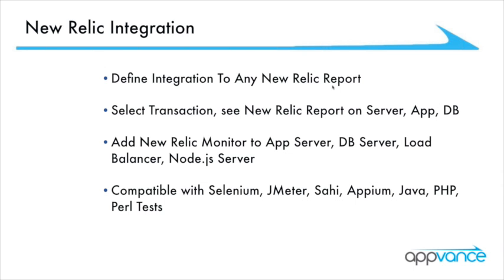For example, if you have Selenium tests or JMeter or Sahi or Appium, all of those tests are compatible with the Appvance Performance Cloud. Selenium comes built into Appvance Performance Cloud, same with JMeter. And if you've written tests in a higher level language, like unit tests written in Java or PHP or Perl, all of those are compatible with Appvance as well.